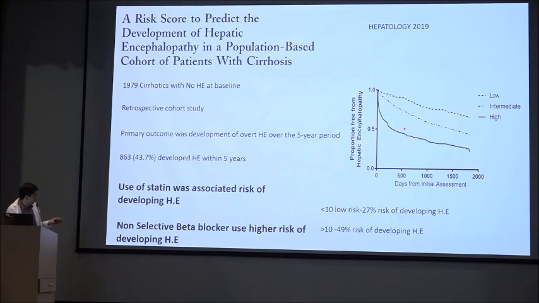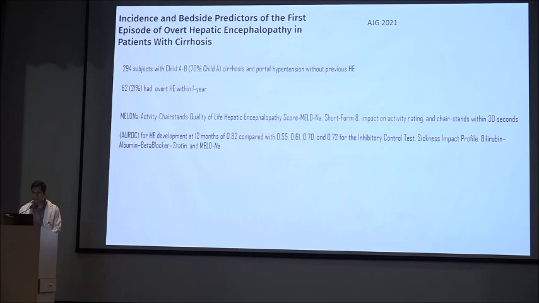But what is more important to note is the statement that use of statin was associated with risk of developing HE, and non-selective beta blocker use was associated with higher risk of HE. Now this is a very debatable and controversial topic, because none of the mechanisms have been stated as to how statin would cause a reduction in HE and why a beta blocker would predispose somebody to HE. But this was the conclusion of the study.